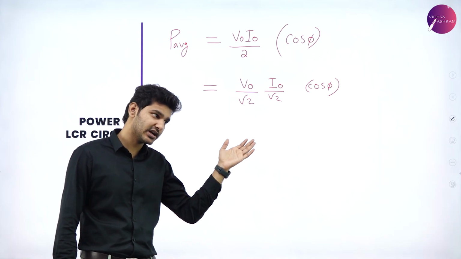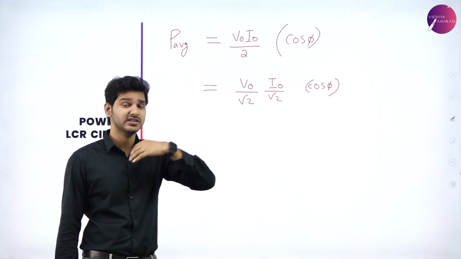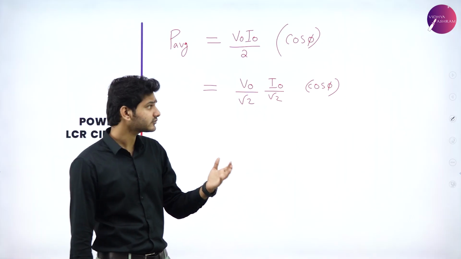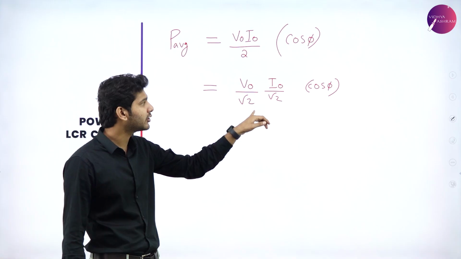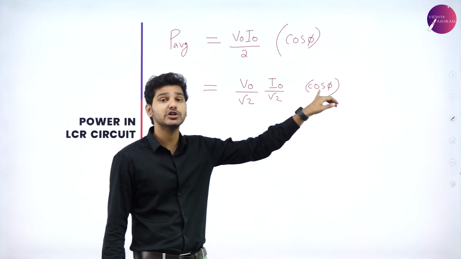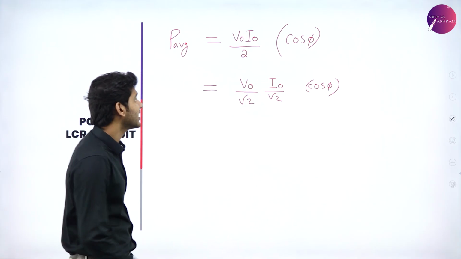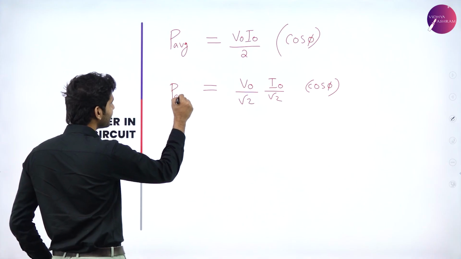Is it going in this particular direction? Is it going in that particular direction? That is what the negative sign indicates. So we don't have to consider the negative sign. So we'll just say that V naught by root 2 into I naught by root 2 into cos phi will give us the average power.